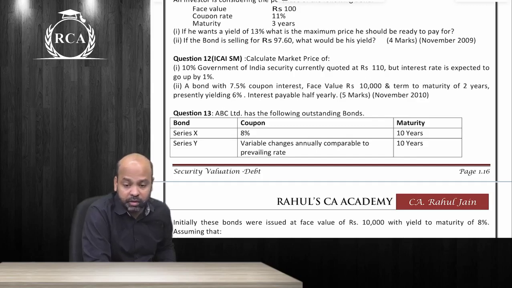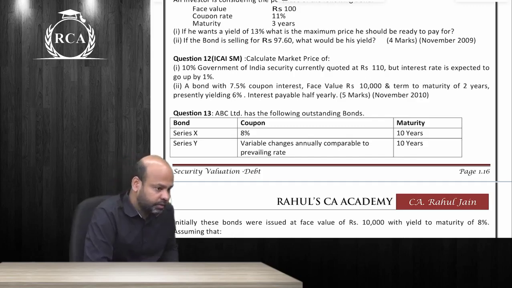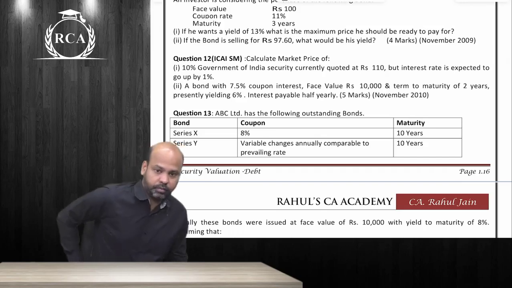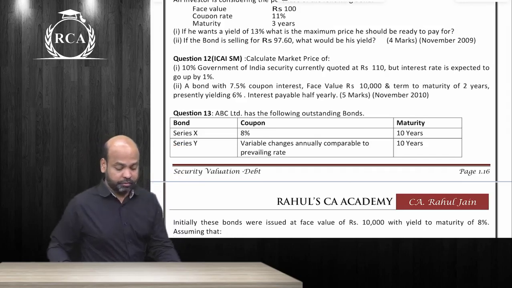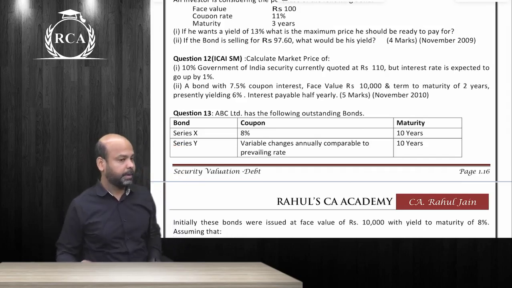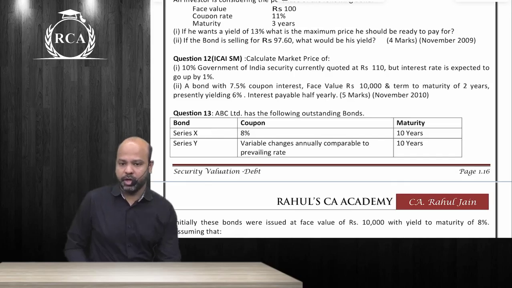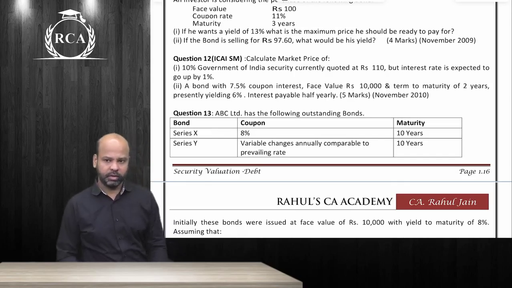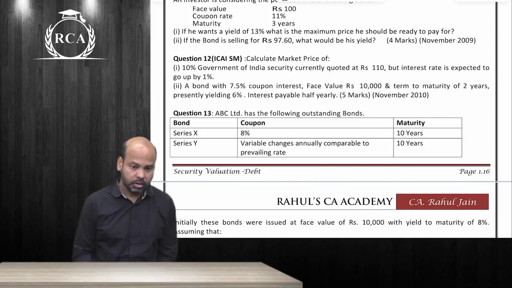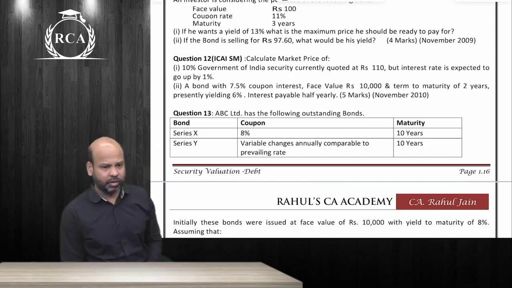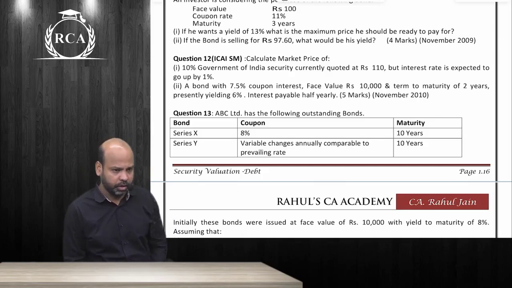If maturity is not given and certain calculations are to be made, beta, we always assume the bond to be a perpetual bond. Write that, beta. Note for the first bit: as the maturity period is not given, we will assume it to be a perpetual bond.